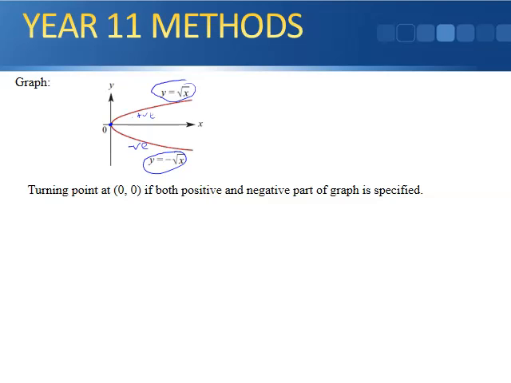Now if they only want the positive part, we only do above the x-axis, that one there, and if they want the negative, we only do below the x-axis.